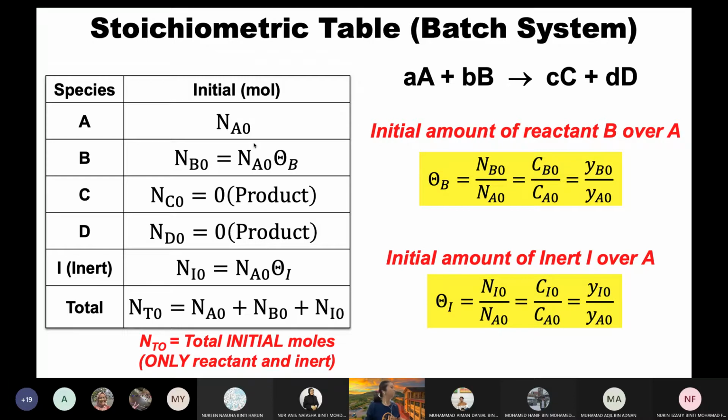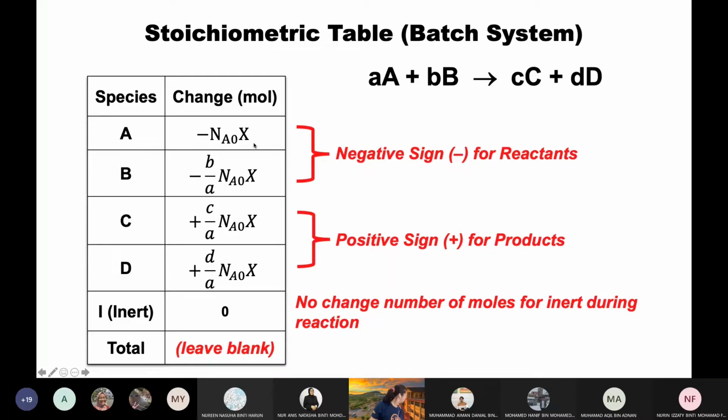So done for initial. Now, next one. Okay, next one we go to the next table. The next table is for change. So just now we had initial, right? We have 3 columns, right? Initial, the next column is change. Okay, for change, we actually want to calculate how much each of these compounds changes during the reaction. Again, the change column addresses how much each compound actually changes during the reaction.